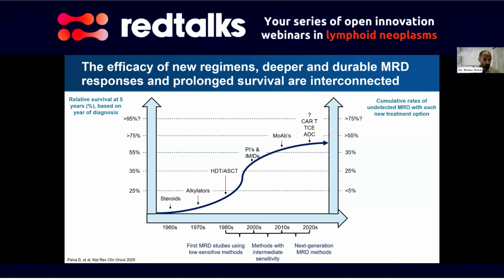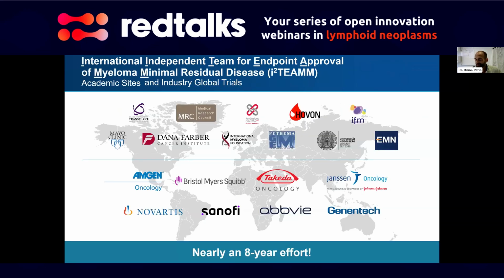MRD, as we know, was a strong candidate as an intermediate endpoint, and the reason is because if we look at the relative survival at 5 years based on the years of diagnosis throughout the evolution of myeloma treatment, and we look at the cumulative rates of undetectable MRD that have progressively increased with each new treatment option, I think it is unquestionable that the efficacy of new regimens, deeper and durable MRD responses, and prolonged survival are interconnected in myeloma. And because these are interconnected, this was the reason why we felt MRD could be an early endpoint.